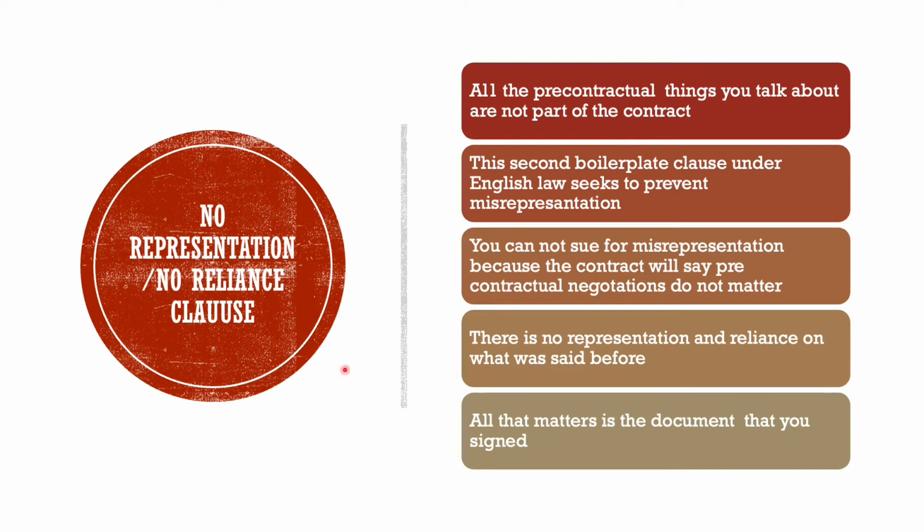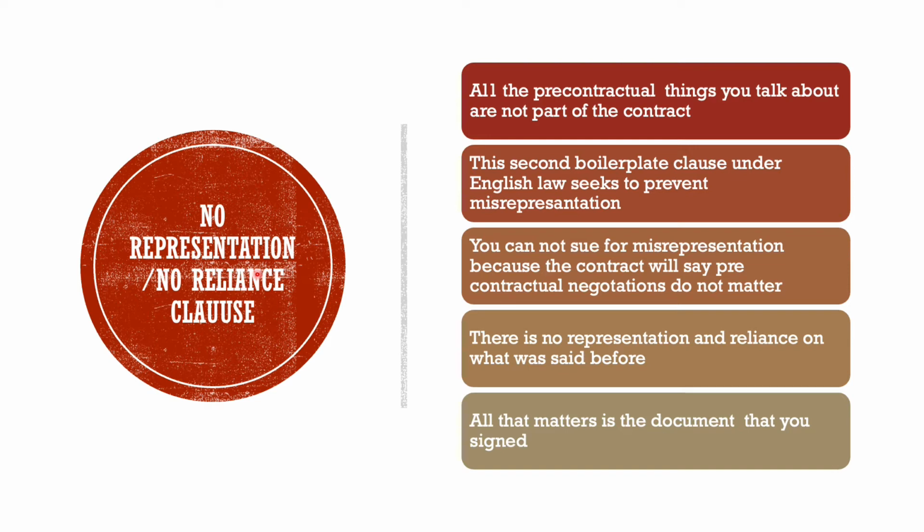The second boilerplate clause is what we call the no reliance or no representation clause. So the essence of this clause is that all the pre-contractual things that you might have talked about with a party to a contract prior to signing the contract will be excluded. So what I mean here is that once we say there is no reliance in a contract, it means that you cannot then go rely on the previous negotiations. And this clause is going to eliminate all those previous negotiations.